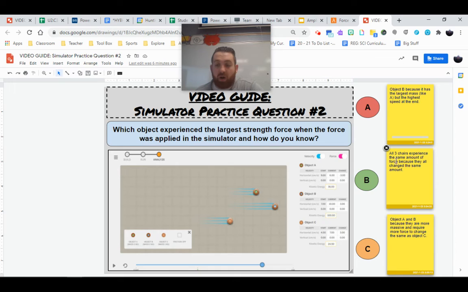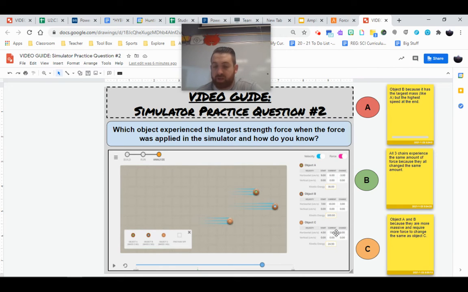Answer B, all three objects experience the same amount of force because they all change the same amount. Well, that is true. They did all change the same amount. They all had a change of about 3. Answer C, object A and B, so I guess both of these had the same largest amount of strength, because they are more massive and require more force to change the same as object C. Well, they do have more mass, and they did change the same amount as C.